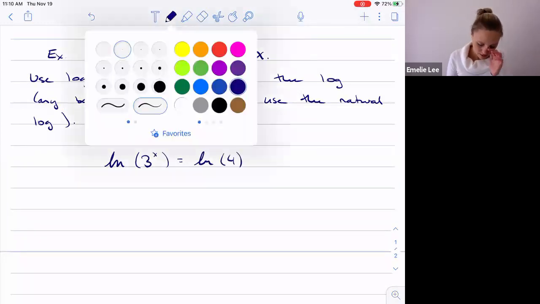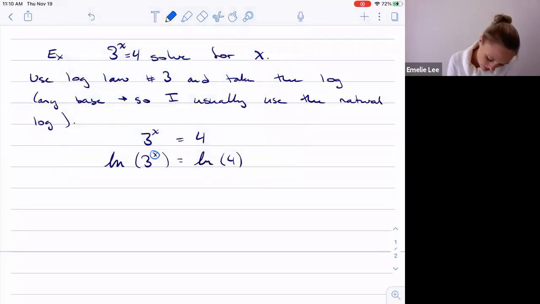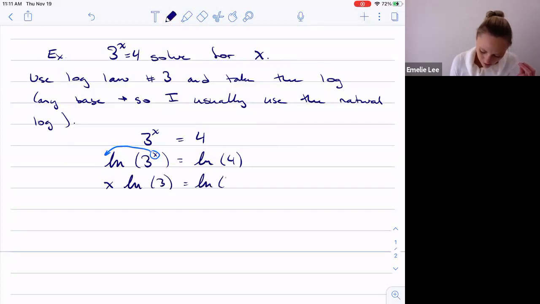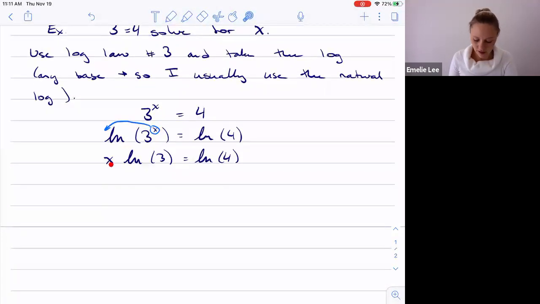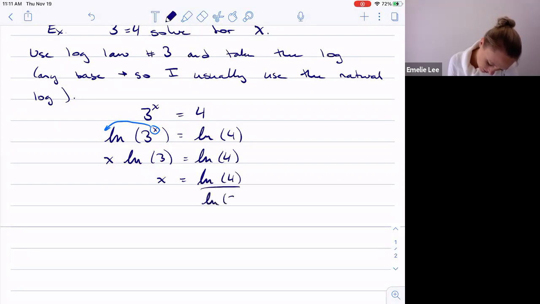But by the log laws, this can be brought down and it'll be equivalent. And that's how I'm going to solve for the x. Right, so I get x times the ln of 3 is the ln of 4. Okay. Solving for x, all I have to do is divide both sides by the ln of 3. And so x is going to be the ln of 4 divided by the ln of 3.